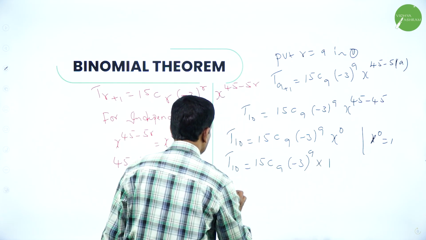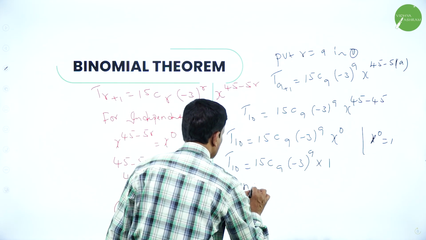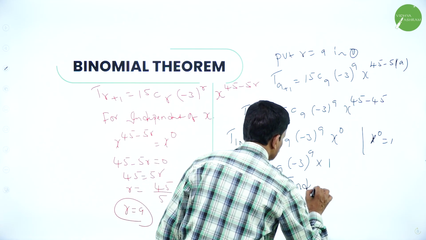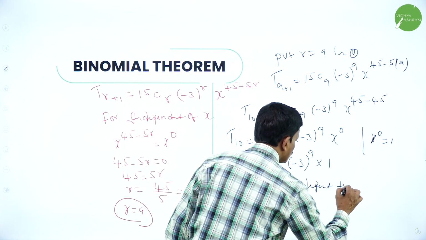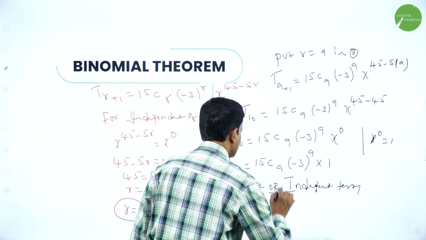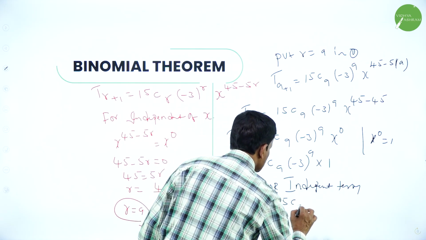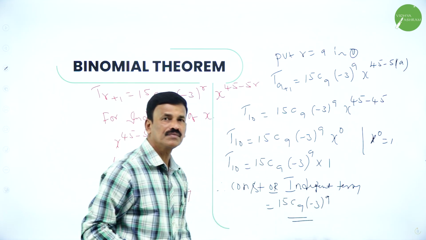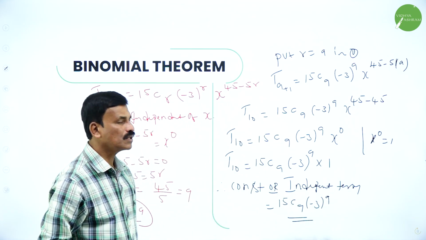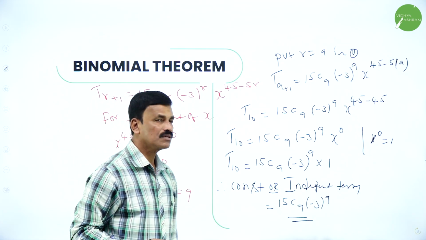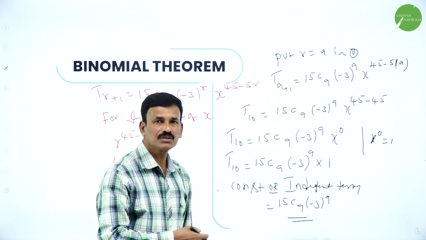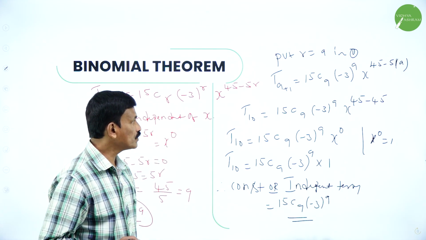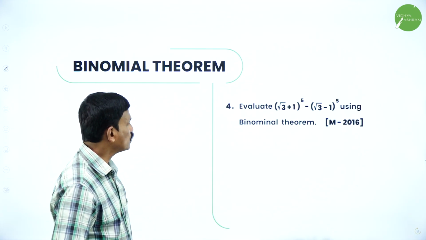So therefore the constant or independent term in the expansion is equal to 15C9 (minus 3) to the power of 9. That's it. 15C9 into (minus 3) to the power of 9 is the constant or independent term in the expansion of the given problem. Right. The answer is 15C9 (minus 3) to the power of 9. Now move on to the next problem.